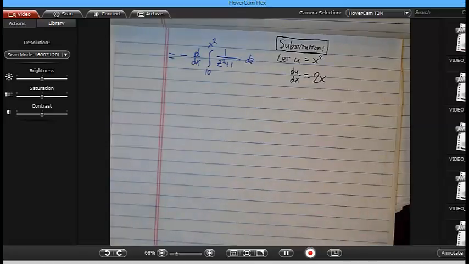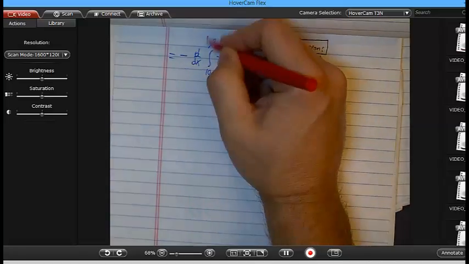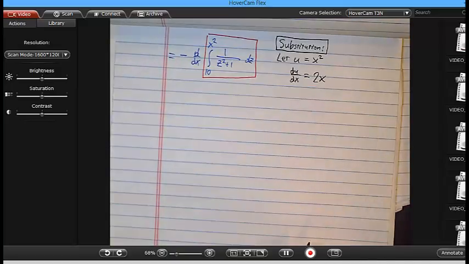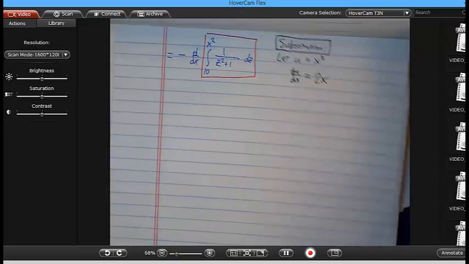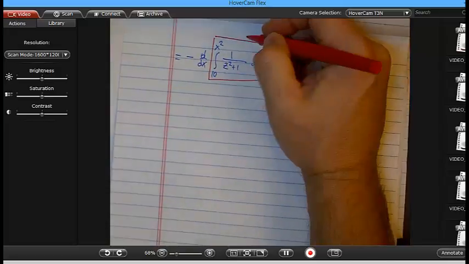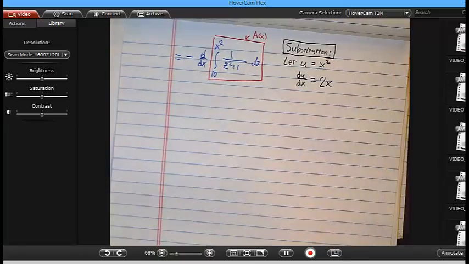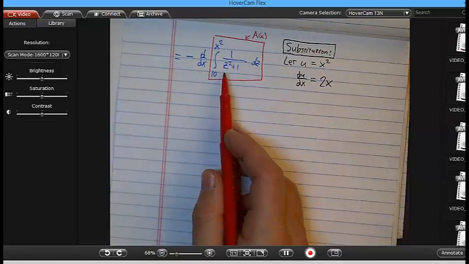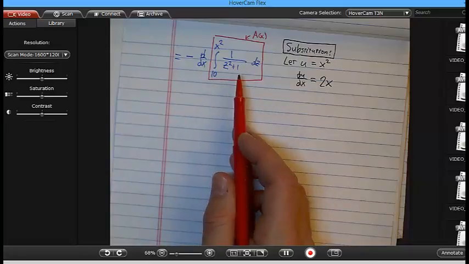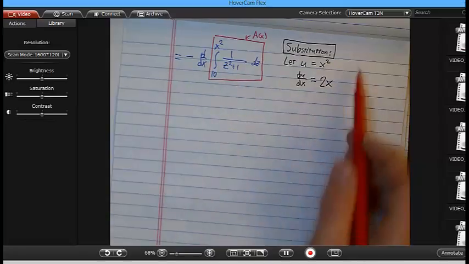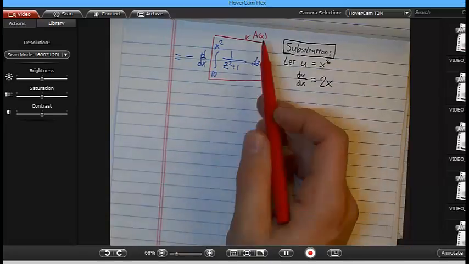Now, remember, what is this big thing I just put in a rectangle? This is an area function, A of x. It's a function of x. What do you call z? What kind of variable is that? Dummy variable, right? It doesn't really mean much because we're going to get rid of it in the final answer. So A of x is here.